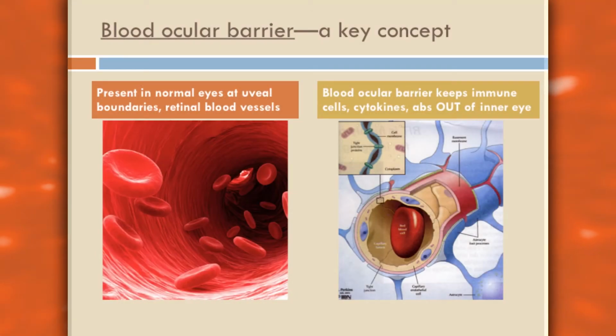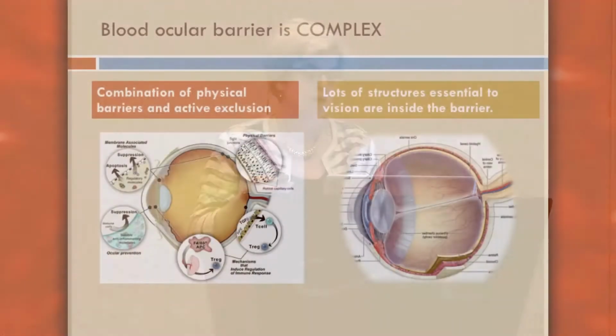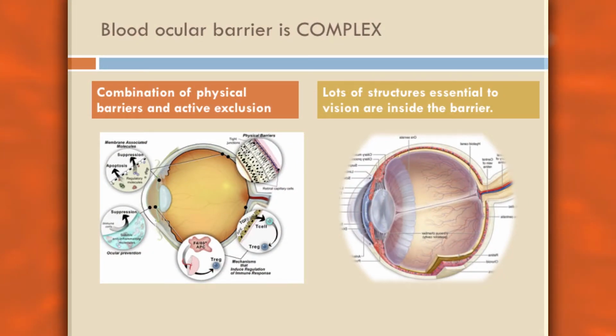And then we come to our physiology. And I'm not going to spend too much time on this, but I want to remind you all that the eye depends on the blood-ocular barrier, and this is a key concept. It's present in normal eyes at all the uveal boundaries and at the retinal blood vessels. And it keeps immune cells, cytokines, and antibodies out of the inner eye when you're healthy. It's complex. When I was in school, I thought of the blood-ocular barrier as just kind of like a piece of saran wrap. But it's really much more than that. It is a physical barrier, but also there's an active mechanism that's keeping all those immune cells out of the eye most of the time.